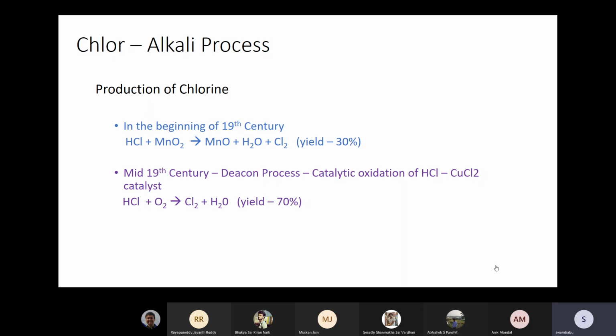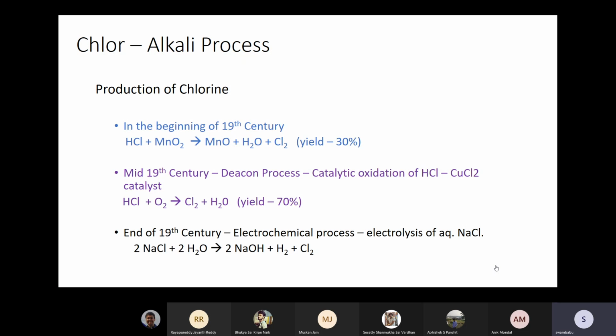At the same time, in the mid 19th century, electrolysis of salt water was also developed or invented. And it started being implemented at the end of the 19th century. Although it was invented in the mid 19th century, the commercial implementation started at the end of the 19th century. And there are many industries now that produce chlorine gas and NaOH from the salt solution.